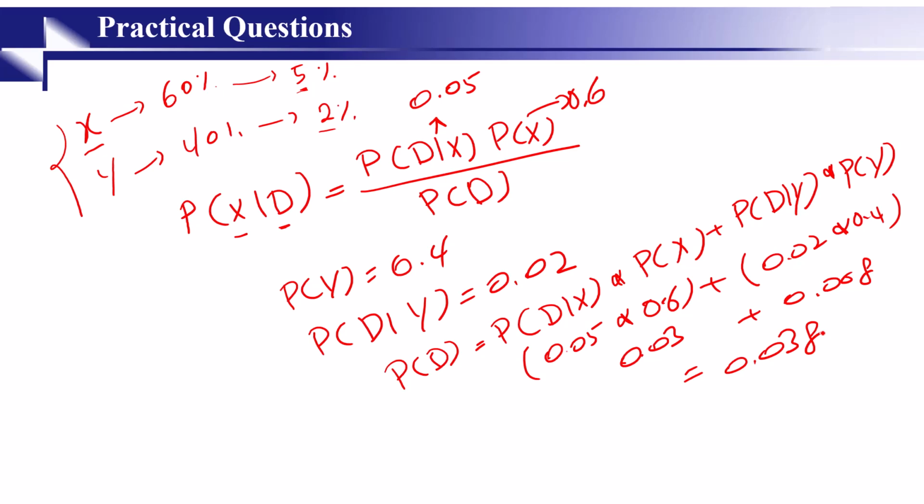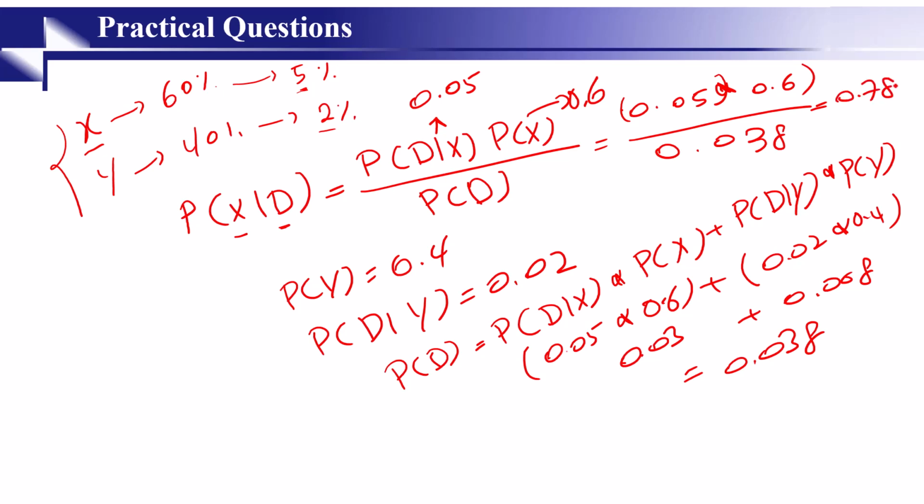0.038, right? So probability of X given D is equal to probability of D given X multiply probability of X divided by probability of D. So this will be 0.05 multiply 0.6 divided by 0.038, which is equal to, after calculation, 0.7895.